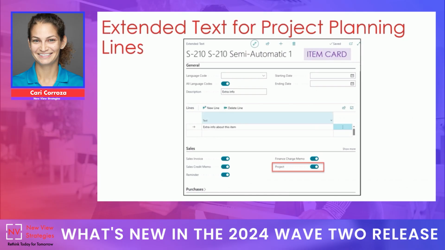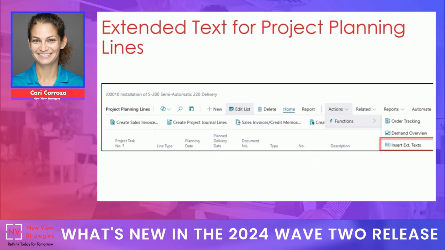The next is extended text for project planning lines. And there's a little bit of setup involved in this. On the extended text from the item card, there's a sales section. And now there is a toggle for project. So if we want to bring that extended text into the project planning lines, we have to first toggle that on. Again, I have a link at the bottom. And then when we're on our project planning lines, there's an action to be able to insert that extended text.